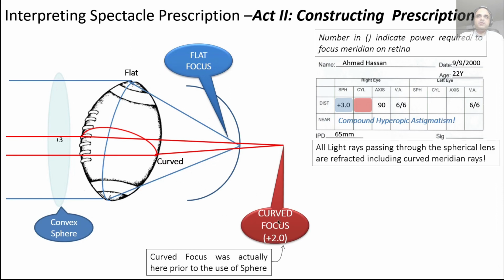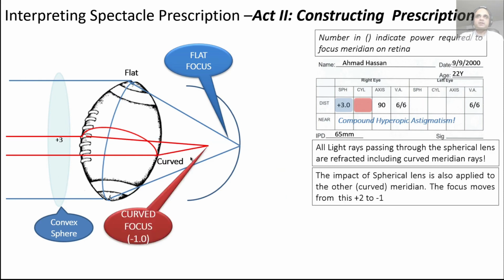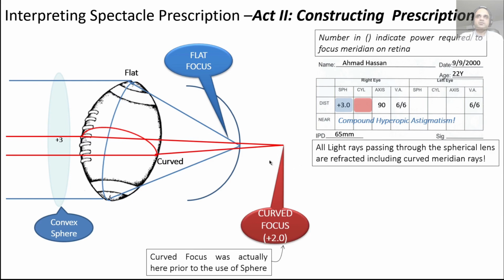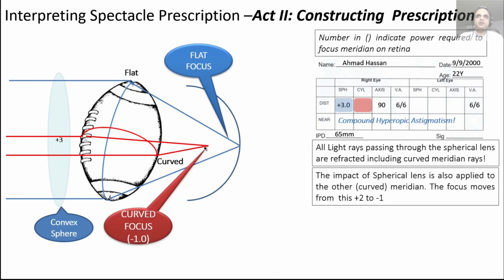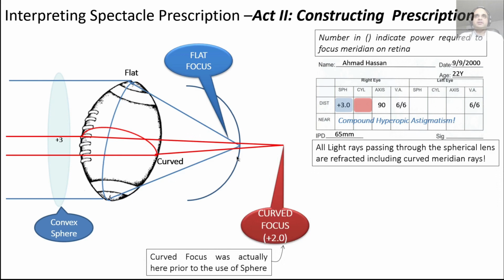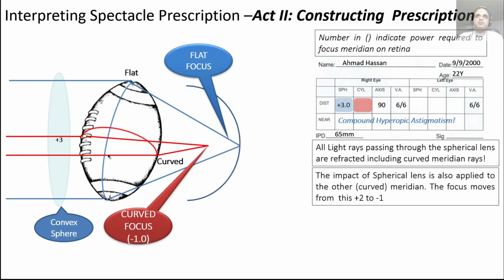Obviously the other meridian is also going to be affected because spherical lenses affect all meridians. It will come into this position -1 because right now it is at +2. And now it is going to come here because this is right now sitting at 58. By adding 3, we are bringing it into 61.